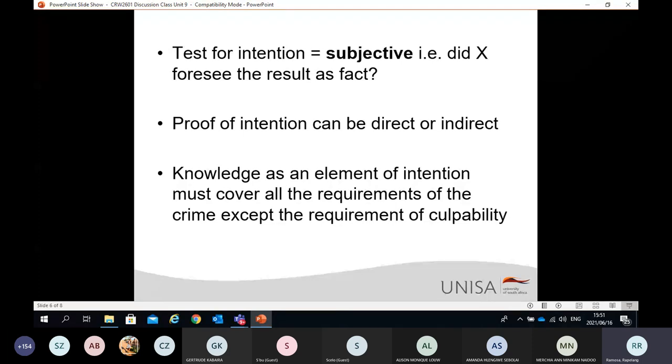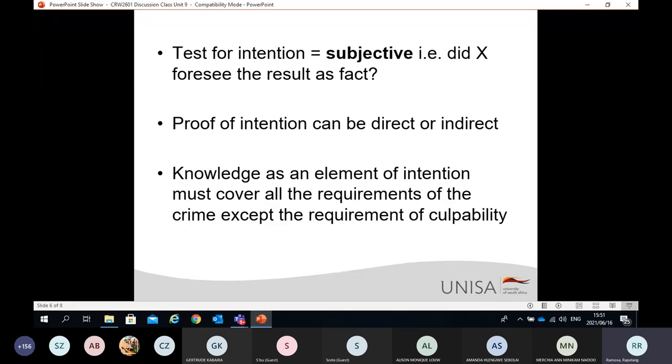In other words, once you say X should have foreseen or X ought to have foreseen, what you're actually doing is that you're comparing X's state of mind to that of another person, i.e. a reasonable person in the same position. You can't do that. That is importing an objective approach to determining what should actually be a subjective test.